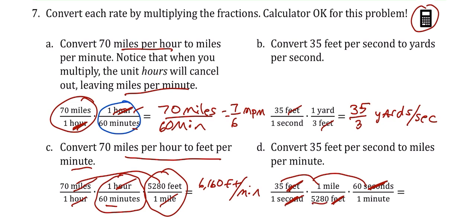So you divide that number by 5,280, and you should get, on your calculator, there should be a way to convert a decimal to a fraction, but you can also have it as the decimal if you want. I'm just going to leave it as the fraction reduced as 35/88 miles per minute.